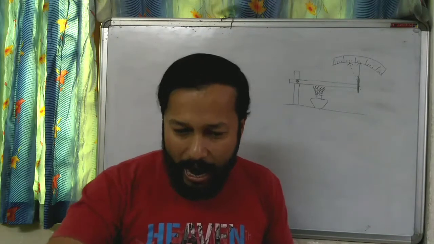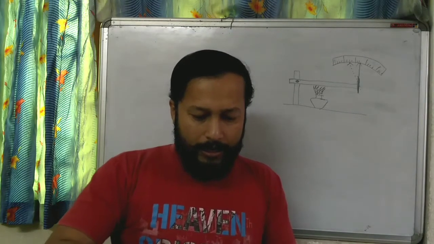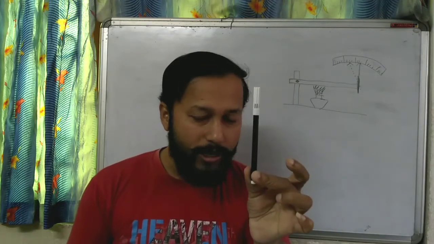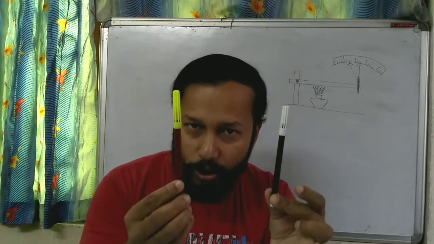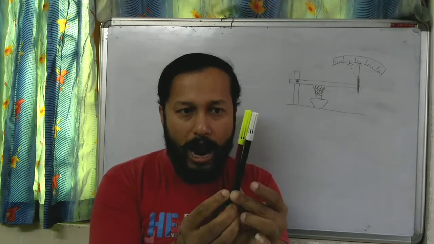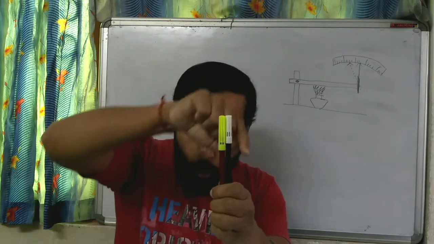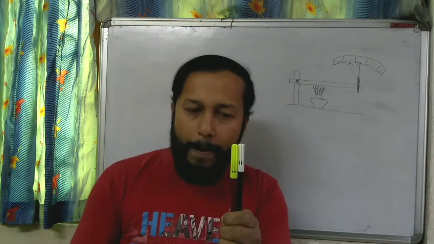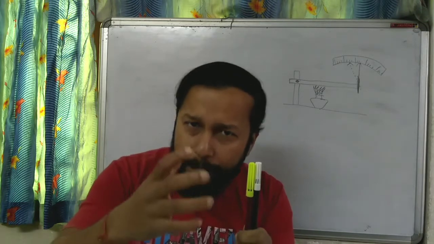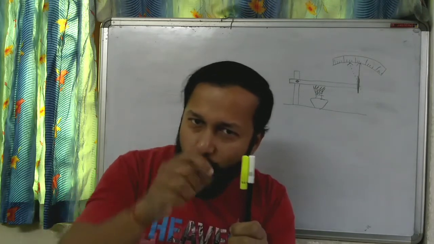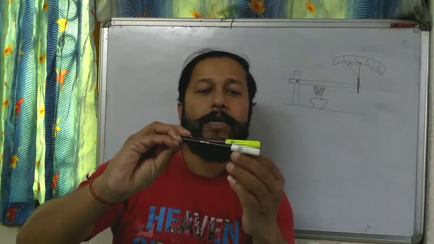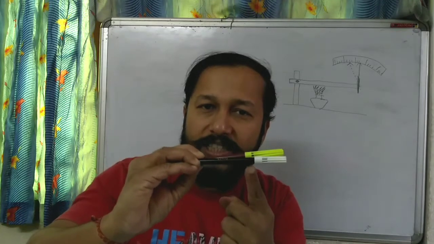For that, say I'm taking an iron rod, and say this is a copper rod. I am taking this iron rod and copper rod together and holding them tightly, by any special glue or something similar. Now you give heat to both of them.